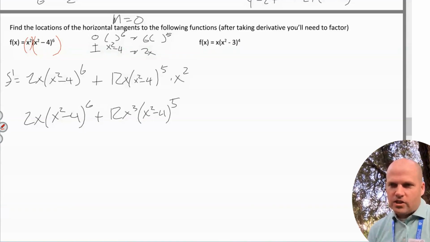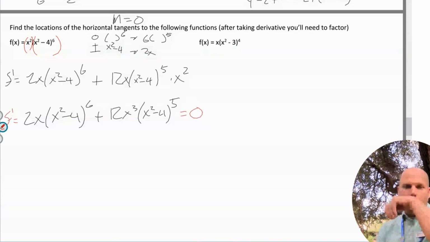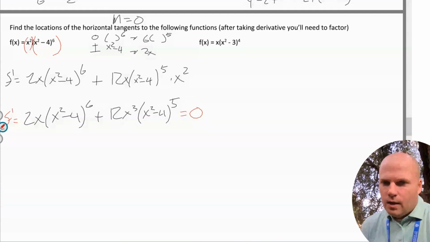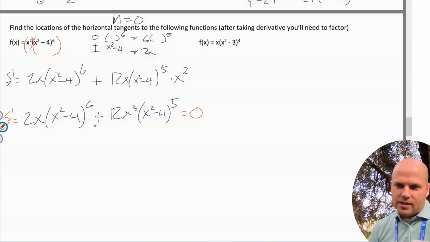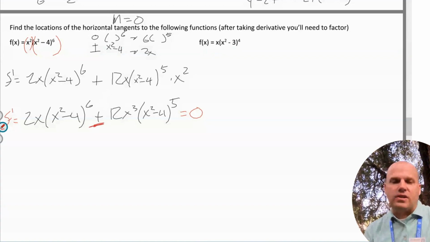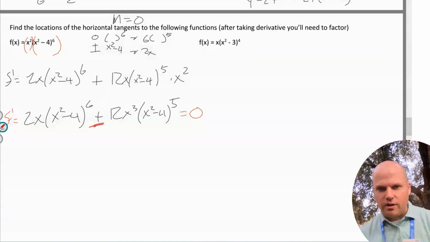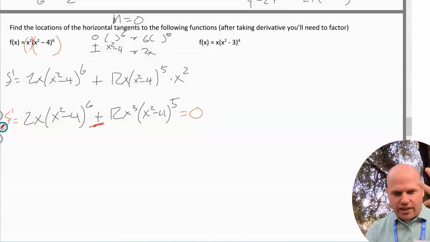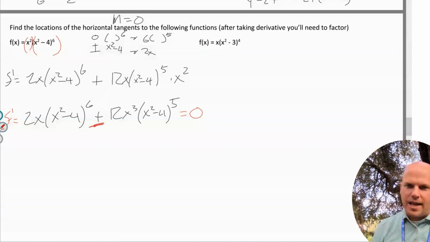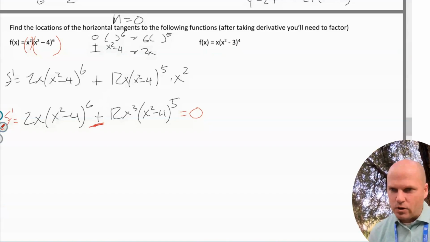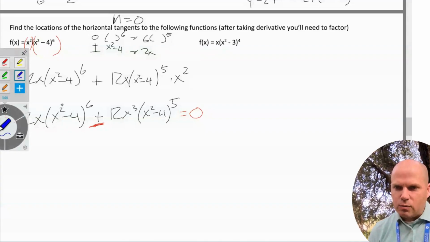Now, we somehow have to figure out when these slopes equal 0. And the problem is we got this plus. We don't like sums equaling 0. We like products equaling 0. So what do we like to do to get products? We like to take sums and factor them to turn into products. Many of you probably can't see it, but I'm going to give you a little hint here. Let's just replace this parentheses, x squared minus 4, with something like a y.